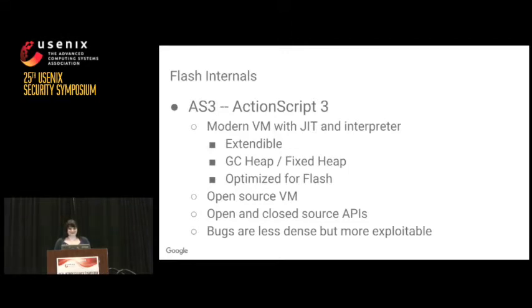The project is MMgc. And with regards to actual ActionScript 3 APIs, things like arrays, vectors, strings, and that sort of thing, the really common ones you can find in the open source project, but the proprietary ones, things like, I don't know, image filtering, are proprietary to Adobe and you can't get the source. And I'd say in general, bugs in ActionScript 3 are less dense but more exploitable. It's fairly hard to find a bug in ActionScript 3 these days because it has a lot of features that prevent bugs. But if you do find one, it tends to be very exploitable because you just have so many Flash features to use in your exploit.